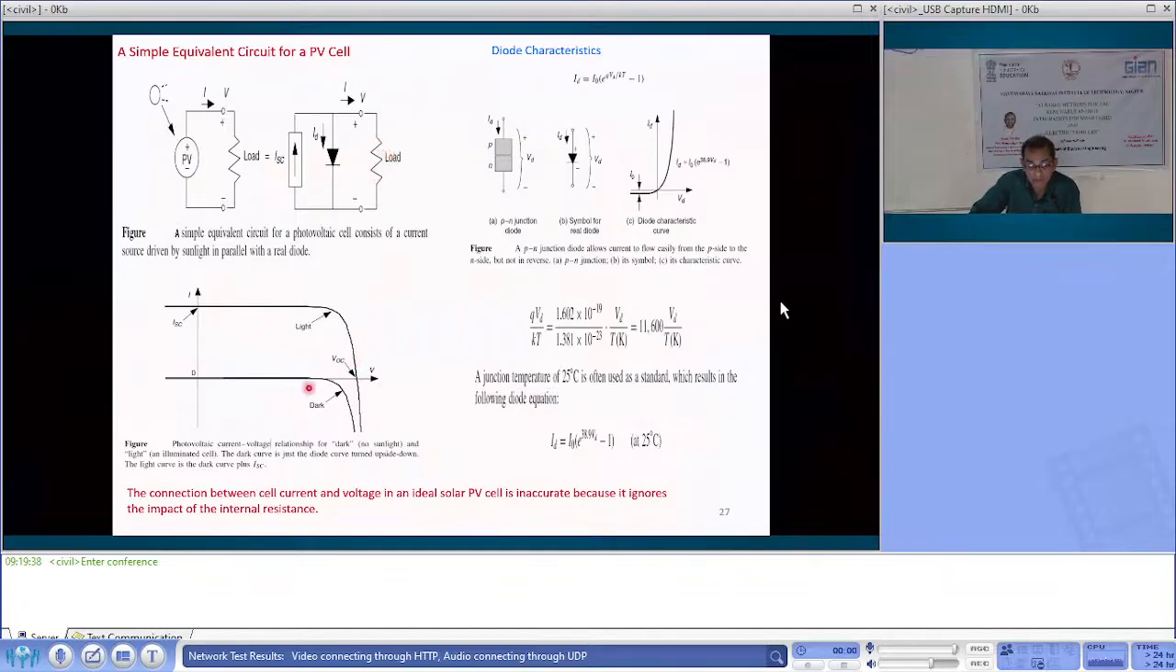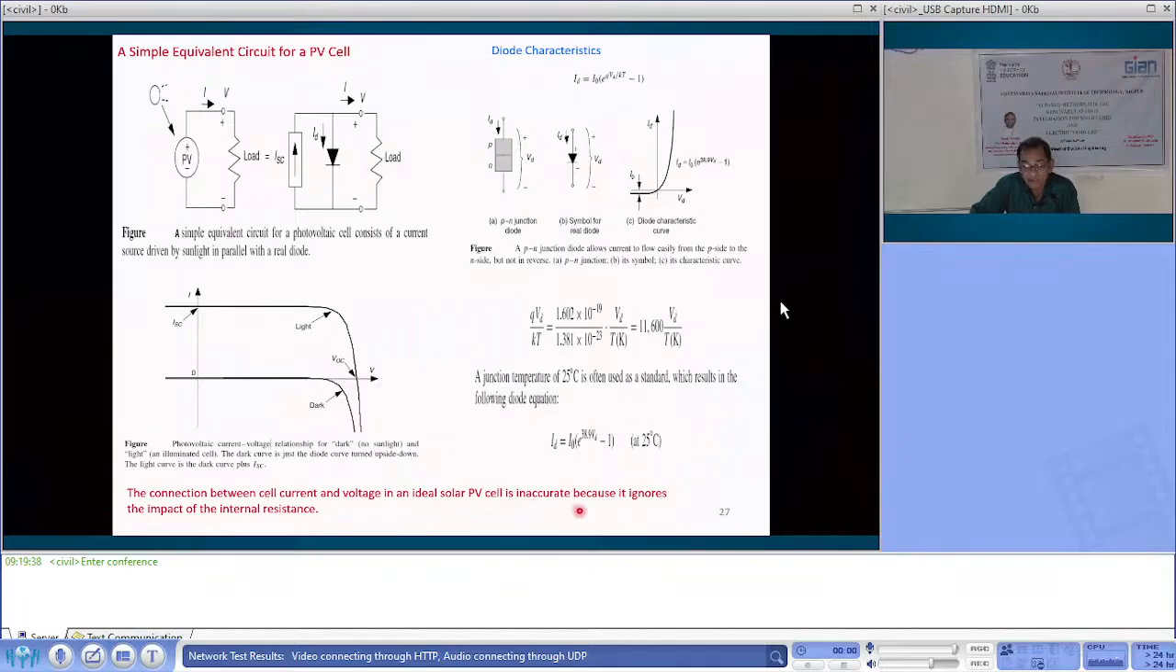Now here the graph shows that if it is dark, then no radiation, the graph will come down. Otherwise, as per the watt per meter square value, it will go up. So it is a PN junction that is shown. The diode current equation you require. Okay, symbol is there. Diode, the characteristic that you know. Sir has talked about this. This leakage current I naught is shown. And then use the diode current equation, and they are considered at 25 degrees, which is the standard test condition. The connection between cell current and voltage in an ideal solar PV cell is inaccurate.